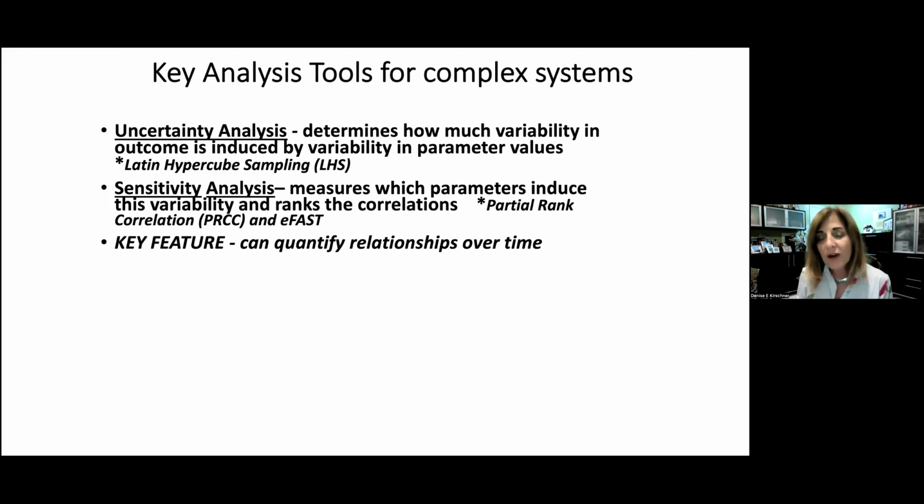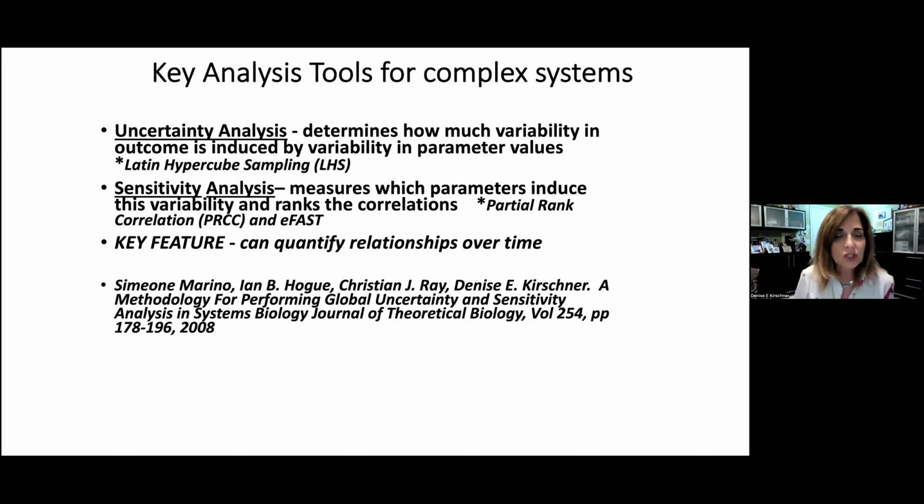We can quantify the relationship over time. So this is what I mean. I can tell you that early on in the epidemic, as it's evolving, maybe gamma is really important. But later on in the pandemic, maybe beta plays a bigger role. So at every single time point, the uncertainty and sensitivity analysis can quantify these two measures for us, and this partial rank correlation. And I'll explain why it's a partial rank correlation in a little bit. I'm just giving you an overview.